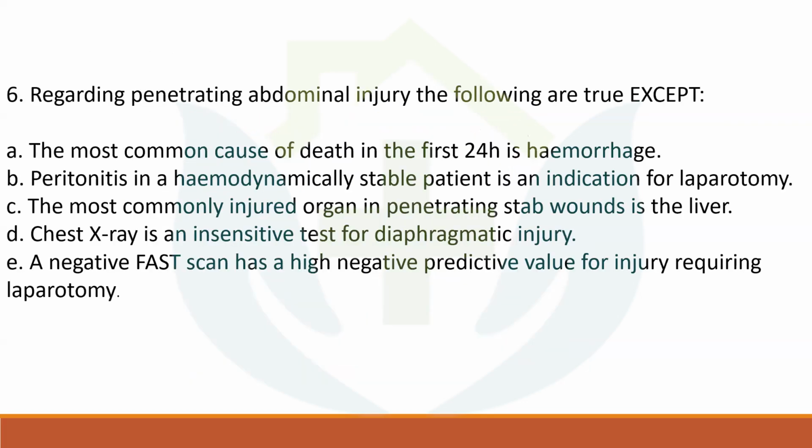Now regarding penetrating abdominal injury, the following are true except. Okay, this is a surgical type of question. The most common cause of death in the first 24 hours is hemorrhage. Peritonitis in a hemodynamically stable patient is an indication for laparotomy. The most common injured organ in penetrating stab wounds is the liver. Chest X-ray is an insensitive test for diaphragmatic injury. A negative FAST scan has a high negative predictive value for injury requiring laparotomy.